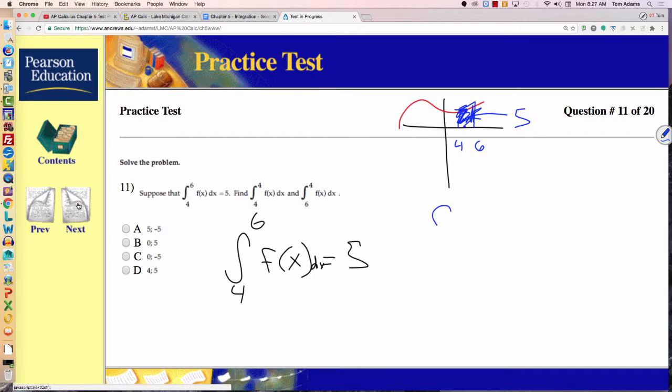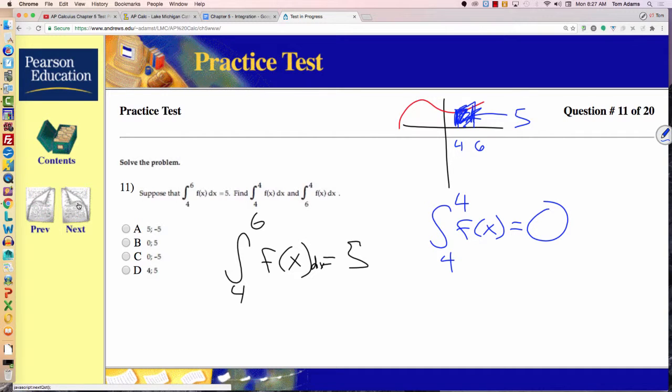All right, now let's evaluate the area under the curve from 4 to 4 of f of x dx. 0. If I go from 4 to 4, what is that? 0, because there is no width. There's no width to calculate the area under the curve, so that's 0.